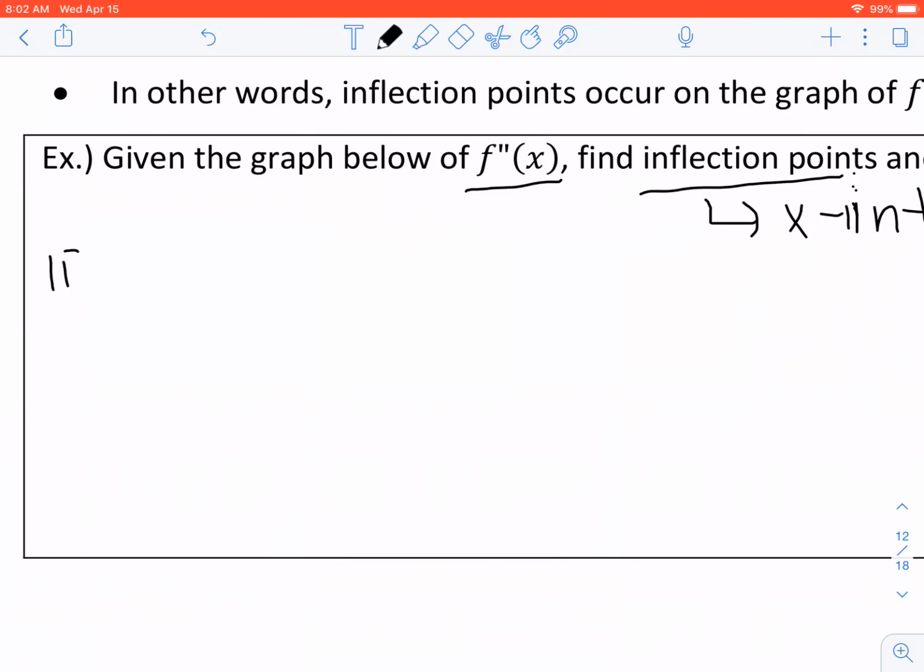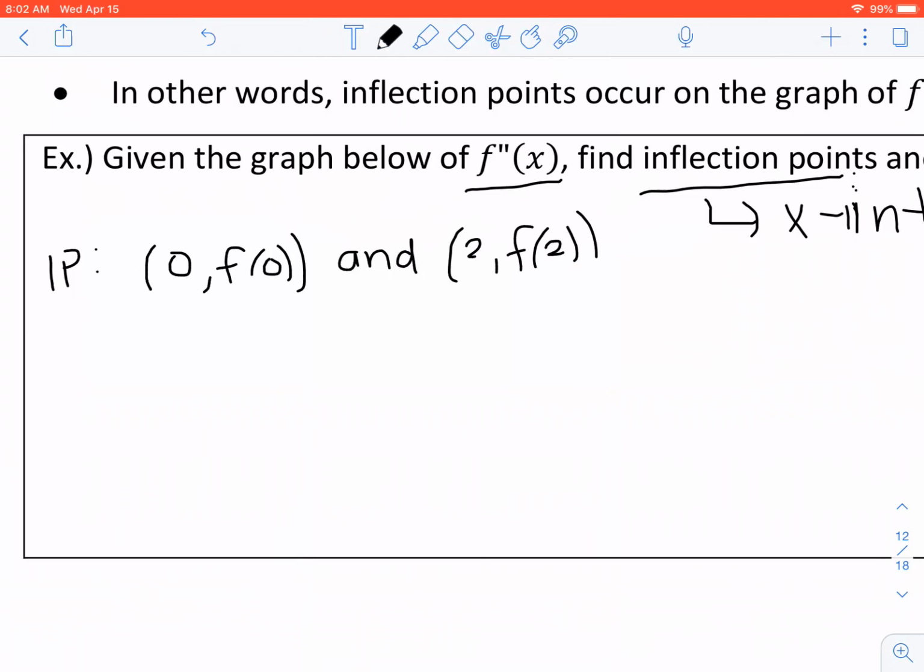So inflection points are going to occur at 0, comma, f of 0, and 2, comma, f of 2. And then where is our graph concave up? And I'll just write CU for concave up and CD for concave down.